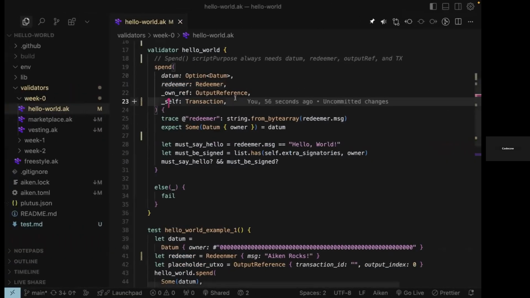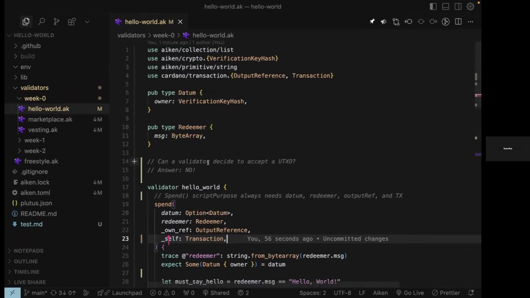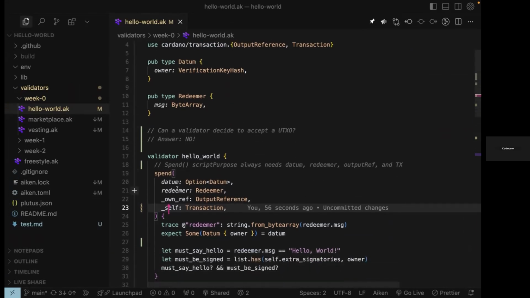Actually, the redeemer is our custom type, I believe. Yeah, redeemer is our custom type. Yes, so datum is also our custom type. Why don't we rename those to something? No, wait a minute. No, these are not our custom types yet. Yes, they are. No, this is the custom type. So this is line 10, redeemer is a custom type. Option is not custom, but datum is custom.